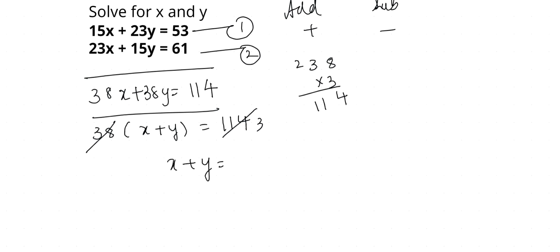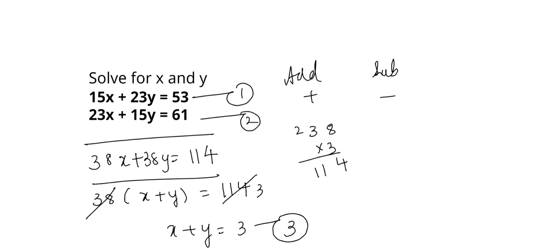Now by adding and taking out common factor of 38, I've got a simpler equation saying x plus y is 3. Call it equation number 3. I've just simply added them. Now I cannot use it for just about any equation like that when it says elimination. It's because the coefficients are swapped. Okay. Next, what do I do?